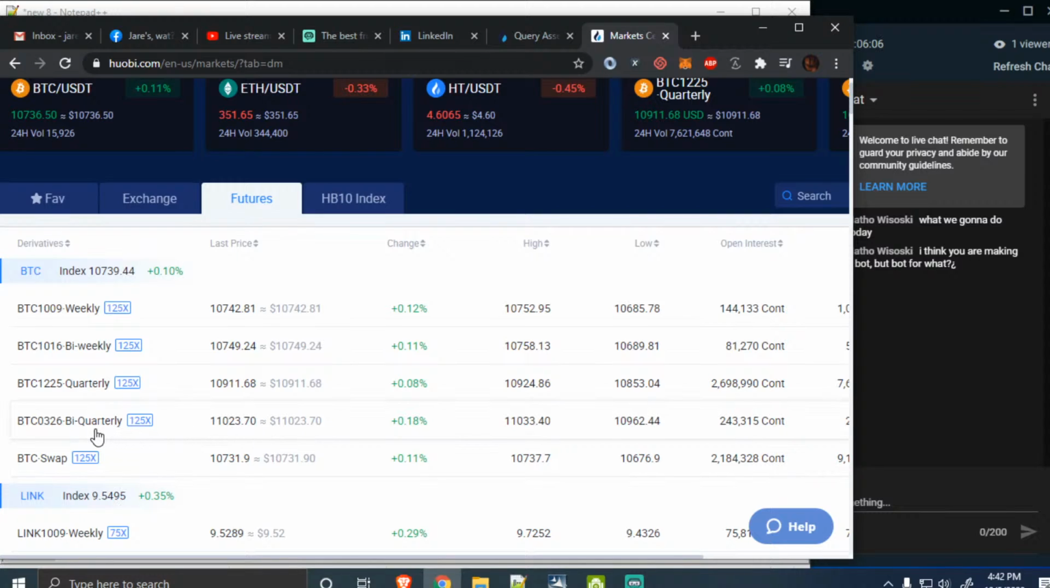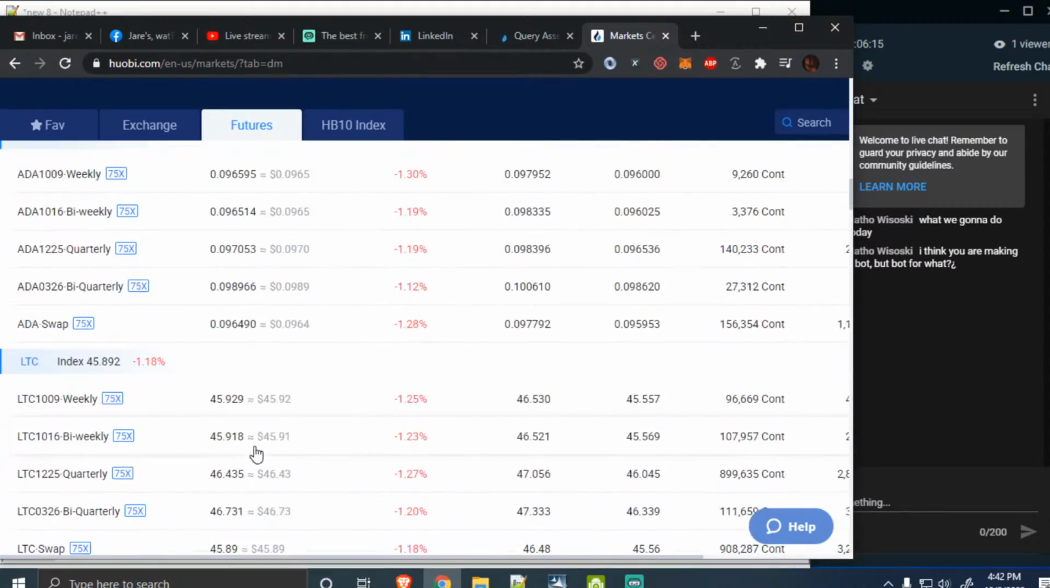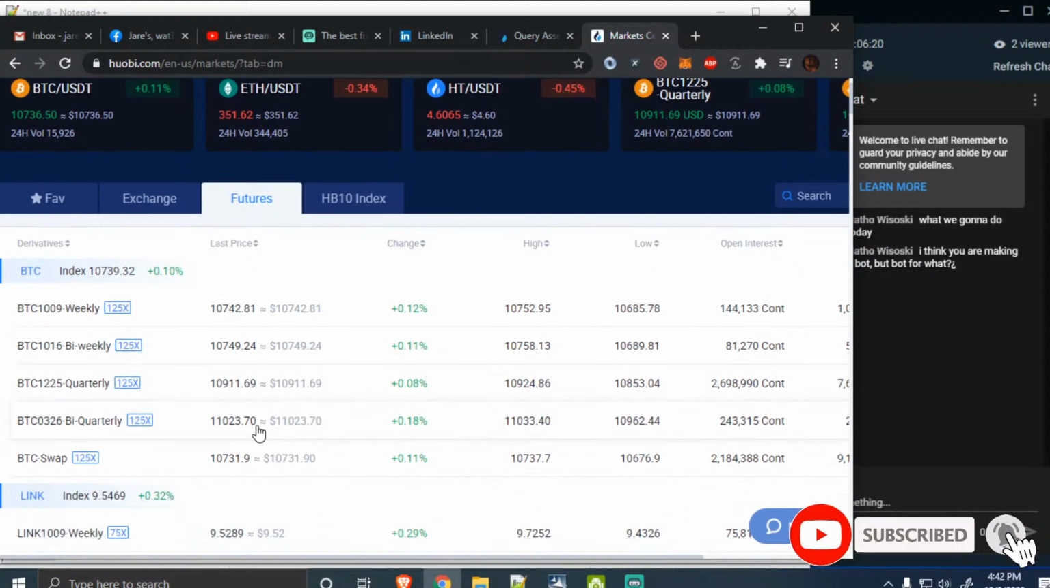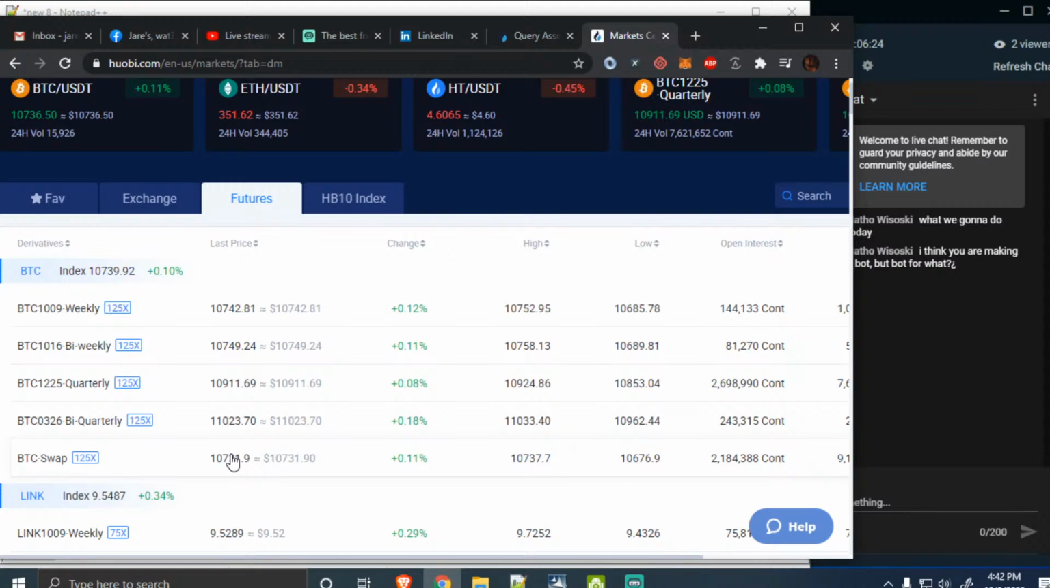We can trade this bi-quarterly contract at $11,000 per Bitcoin. So if we were to sell one of these Bitcoins here and buy one of these at 10,731, and there's a whole bunch of different ways we can do this with all these other coins. But basically, if we were to sell this one here and buy this one here, let's say we did one of each, and let's say we did it at leverage. So we had $1,000 and we did it at 10x leverage, that would be $10,000, basically almost the whole Bitcoin. Over the time it takes for this bi-quarterly contract to expire and converge, we would earn that $300 by default.